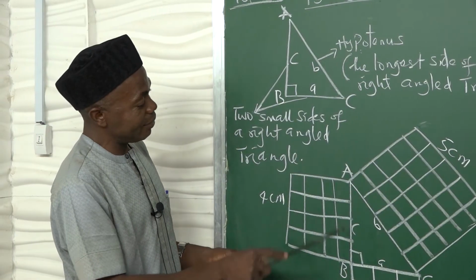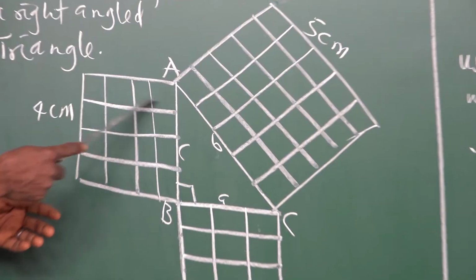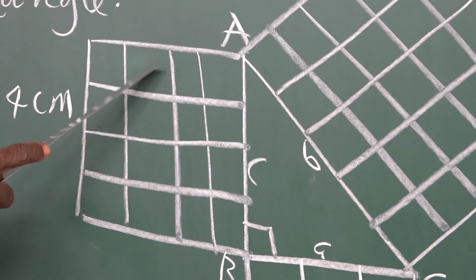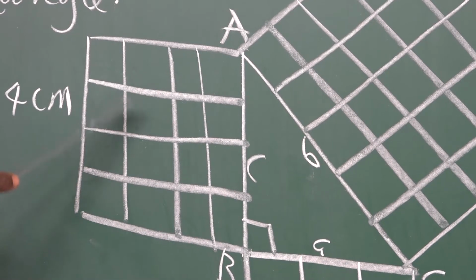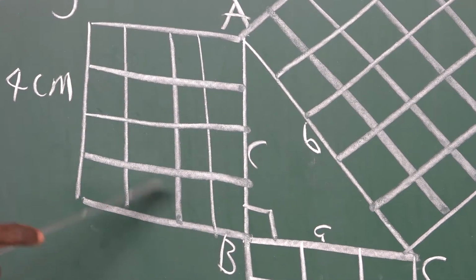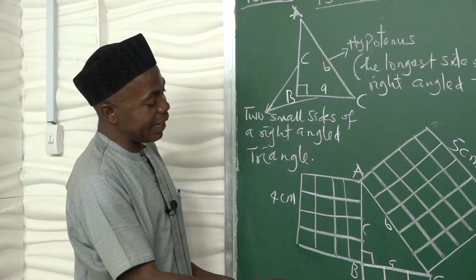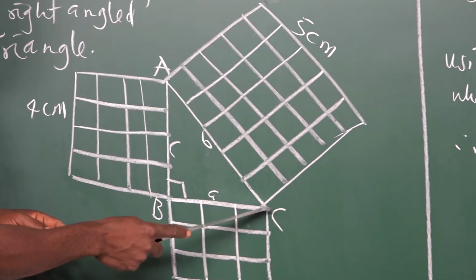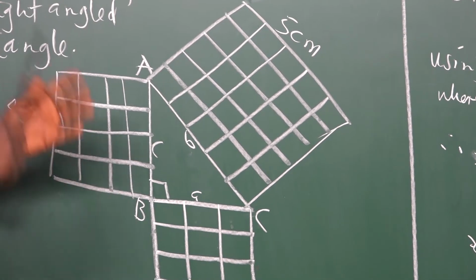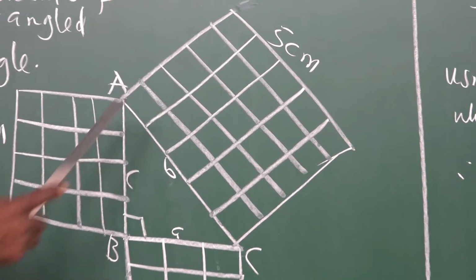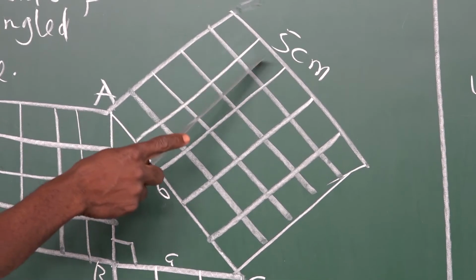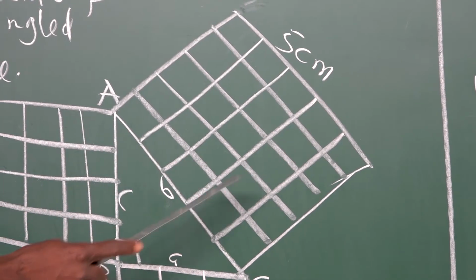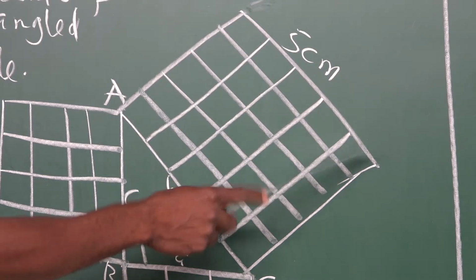Also, he has the second small side of 4 centimeters subdivided, and when you count them, it will give you 1, 2, 3, up to 16. I have 9, I have 16. And the longest side, he measured it 5 centimeters and subdivided into different squares, and he got 1, 2, 3, up to 25.